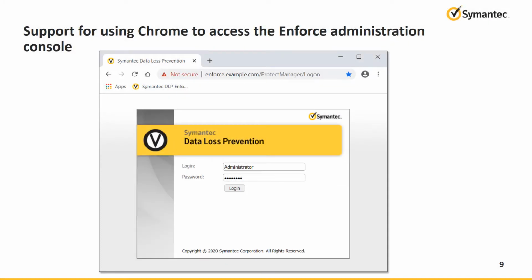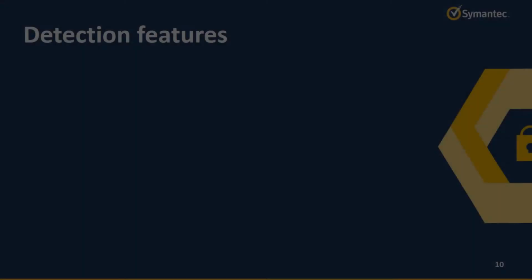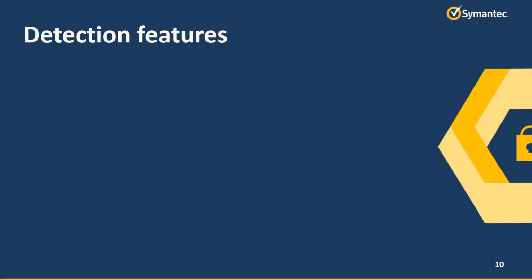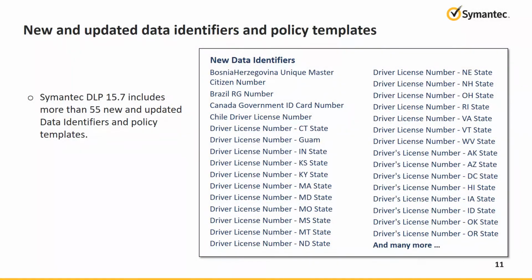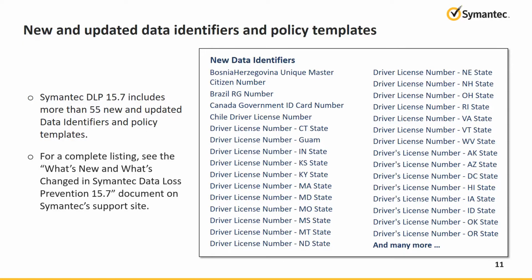Symantec DLP now supports using Google's Chrome web browser to access the Enforce Administration Console. In this topic, we discuss new detection features in Symantec DLP 15.7. Symantec DLP 15.7 includes more than 55 new and updated data identifiers and policy templates. For a complete listing, see the What's New and What's Changed in Symantec Data Loss Prevention 15.7 document on Symantec's support site.